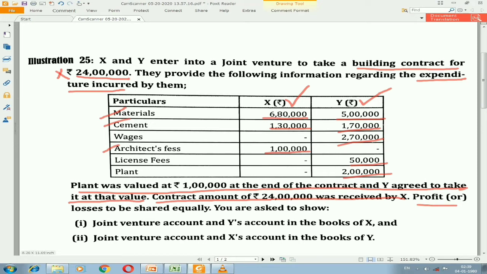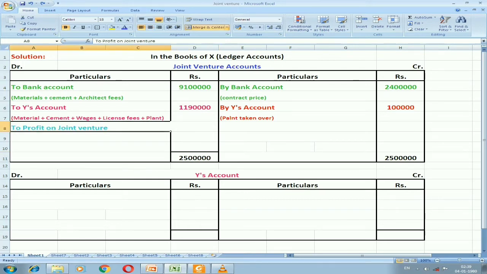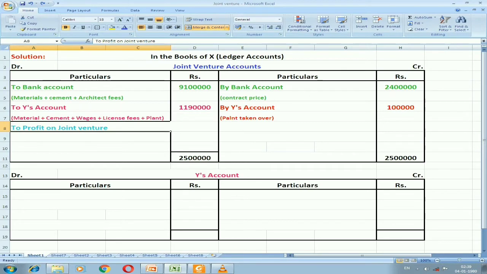So let us do the total first. As they have already said, profit and losses should be shared equally. The total will be on the credit side, and the same total on the debit side. The difference is supposed to be recorded as profit on joint venture. If the difference is on the credit side, it is recorded as loss on joint venture. So we get a profit of 4 lakh as the difference. That should be distributed based on the ratio. The ratio is equal, so the 4 lakh is to be distributed equally.